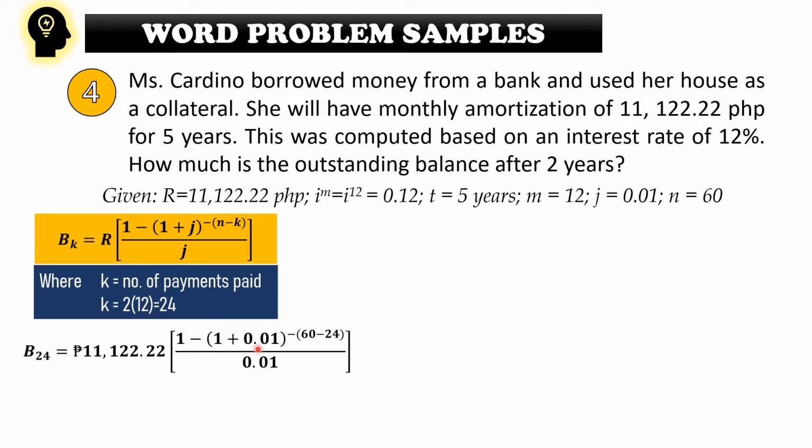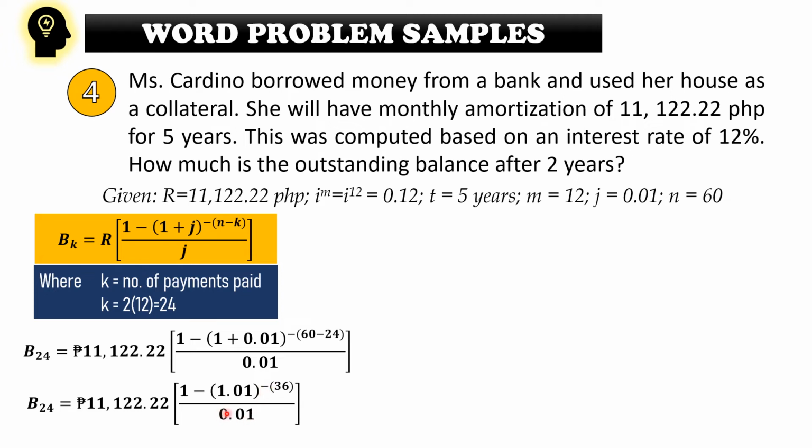Okay, next thing to do is to subtract 60 minus 24, and we need to add 1 plus 0.01. So we have here 1 minus quantity 1.01 raised to negative 36. So paano nakuha yung 36? That is by subtracting 60 minus 24, that is 36. And this time, let's get the value of this, 1.01 raised to negative 36.